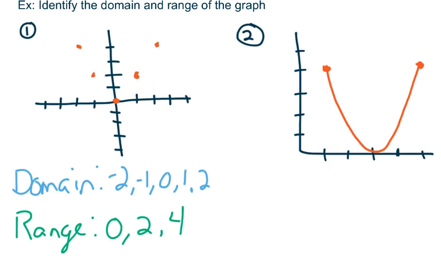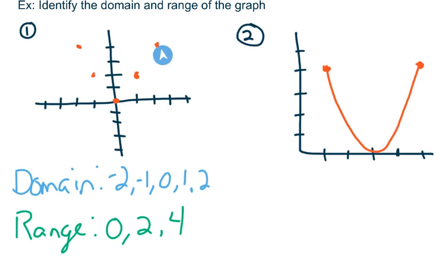Number 2 is a little different because we have a connected graph. There would be no possible way to list out every point along this line. Because if we got really close to this line, what we would see, if we got close enough, would just be a big collection of dots.